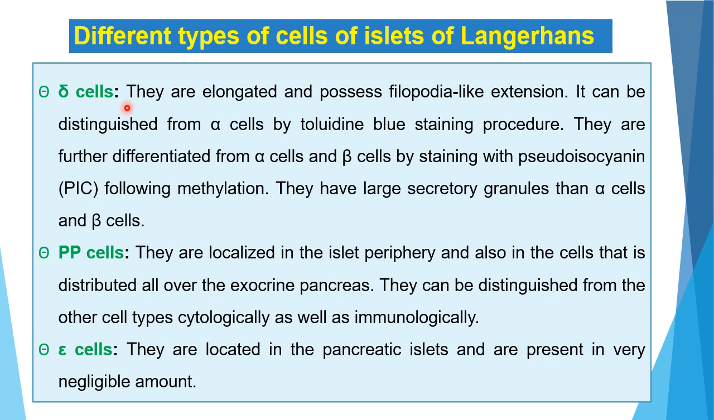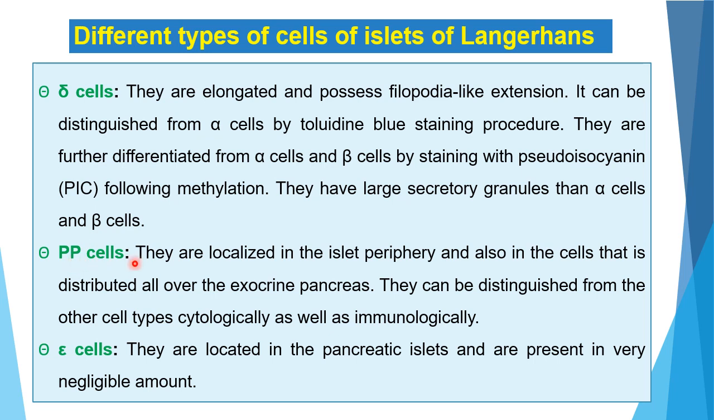Then comes delta cells. They are elongated, and another important point is that they possess filopodia-like extensions. They can be distinguished from alpha cells by the toluidine blue staining procedure. They are further differentiated from alpha cells and beta cells by staining with pseudoisocyanine following methylation. Therefore, this allows clear visibility of delta cells. They have larger secretory granules than alpha cells and beta cells.